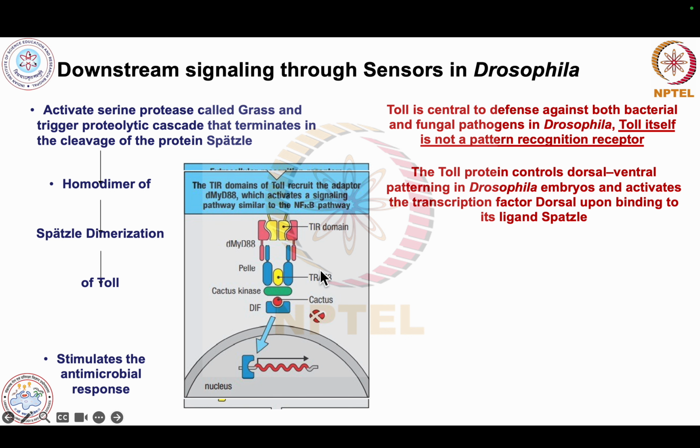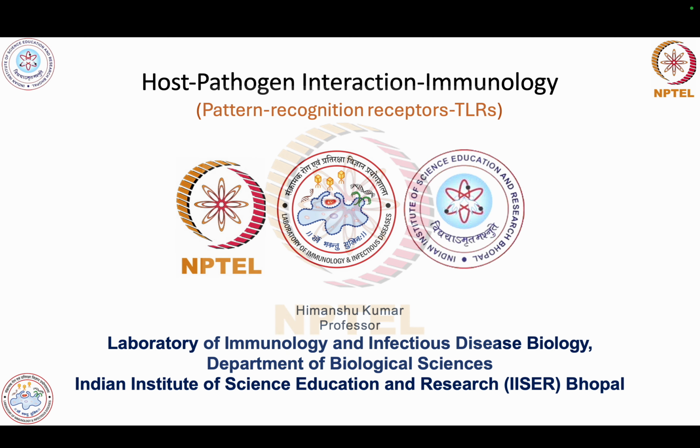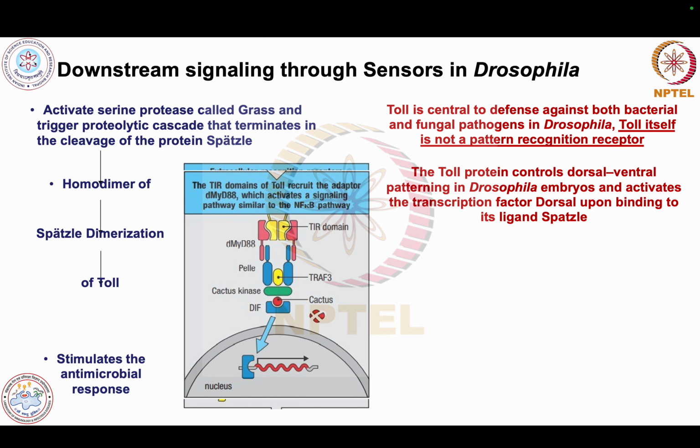Toll itself is not a pattern recognition receptor. The Toll protein controls dorsal-ventral patterning in Drosophila embryos and activates the transcription factor Dorsal upon binding to its ligand Spatzle.